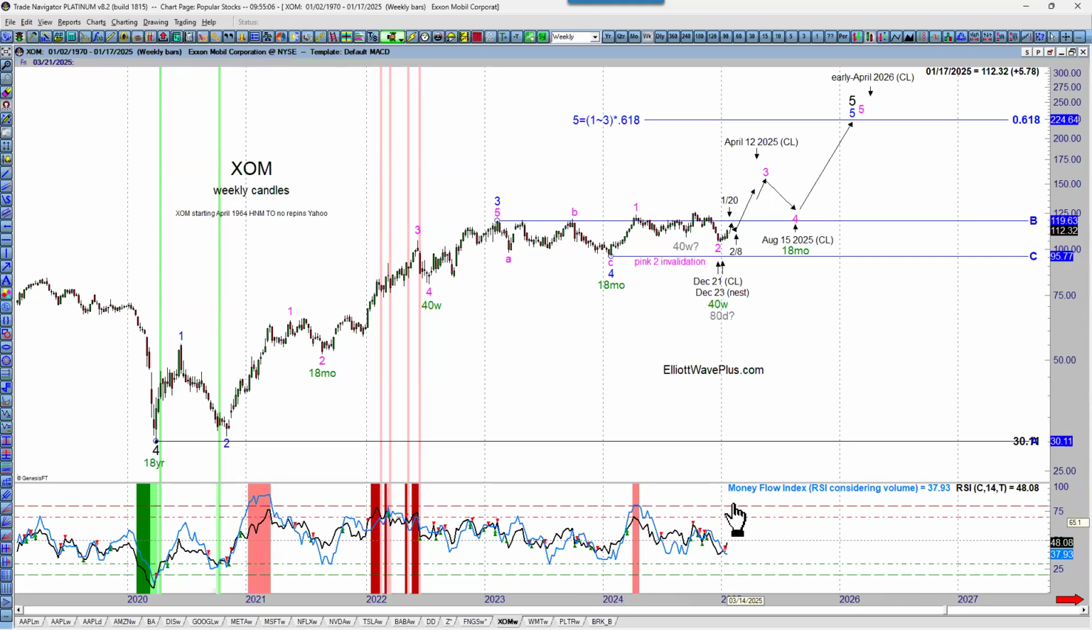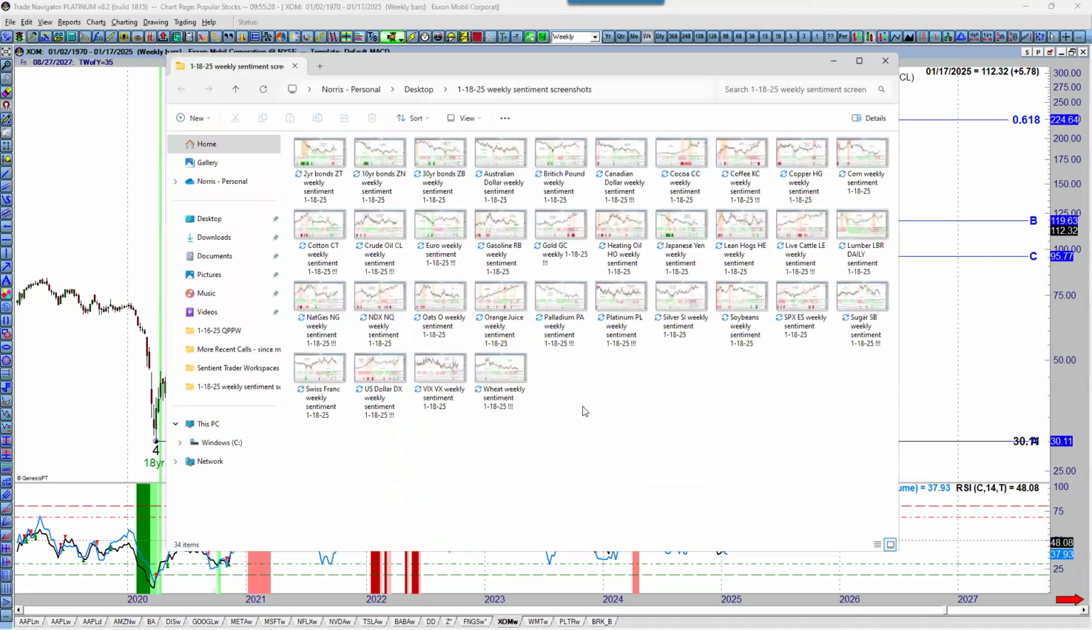One possible issue that we would see in the short term on oil stocks comes from the sentiment. So I'm going to show you real quickly. This is all of the weekly sentiment screenshots that we provide for premium plan members every weekend. So there's, I think, 34 of these. Yeah, 34 of them.